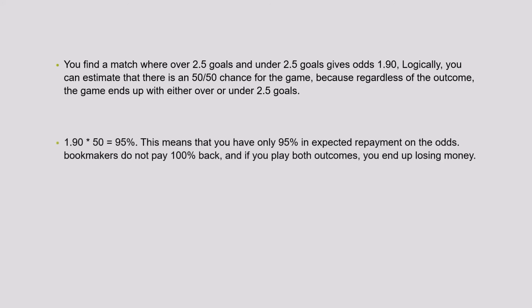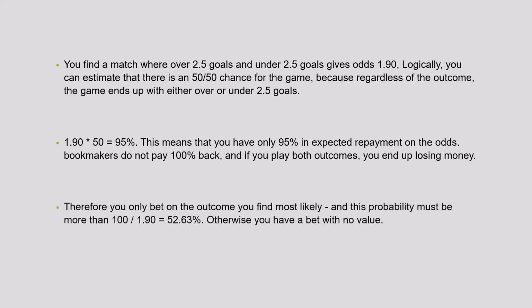1.90 times 50 equals 95%. This means that you have only 95% in expected repayment on the odds. Bookmakers do not pay 100% back, and if you play both outcomes, you end up losing money. Therefore, you only bet on the outcome you find most likely, and this probability must be more than 100 divided by 1.9 equals 52.63%. Otherwise, you have a bet with no value.